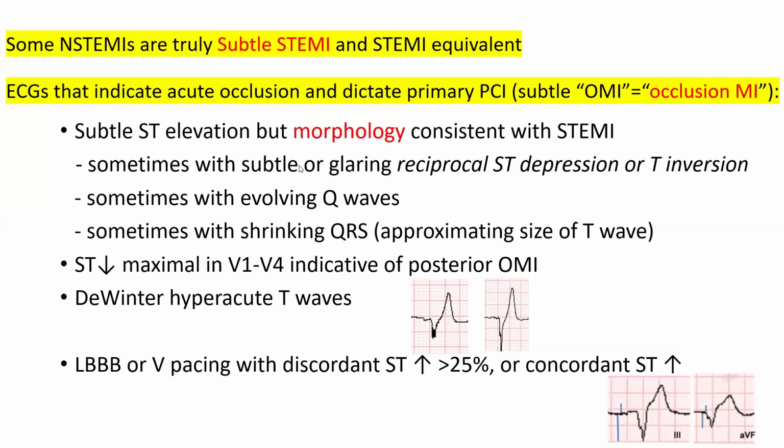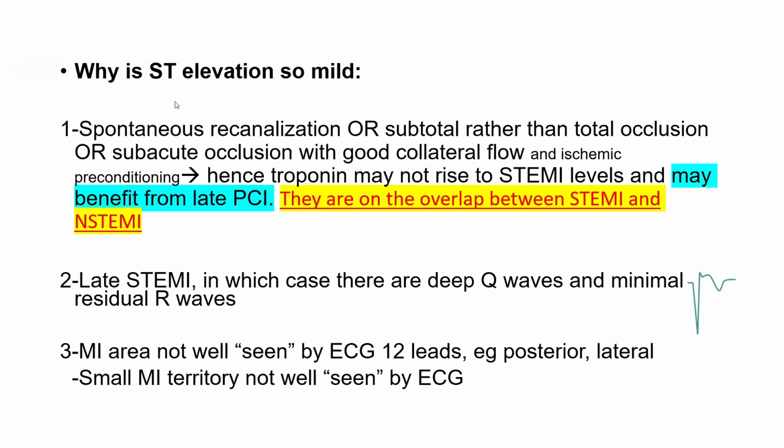Now, why is ST elevation mild in those subtle STEMI, especially in that first group? Why is ST elevation mild? And here is the explanation. It's mild compared to classic STEMI cases because usually there is some flow to that infarcted area. You usually have either spontaneous recanalization, I mean, you're left with 99% maybe TIMI 2 flow, but you have some flow, or you have subtotal rather than total occlusion, or you have subacute occlusion with good collateral flow and ischemic preconditioning.